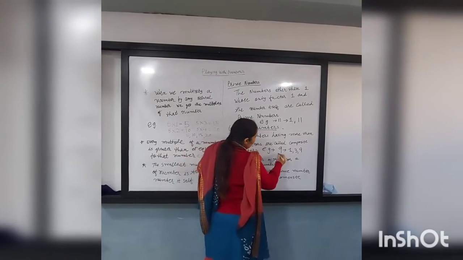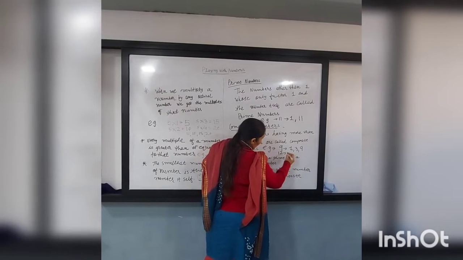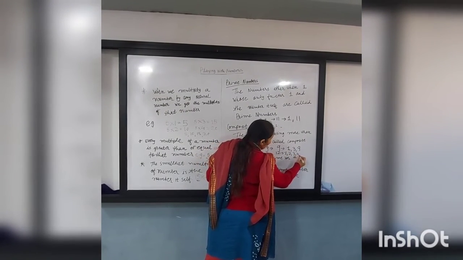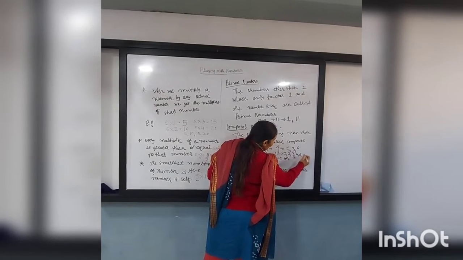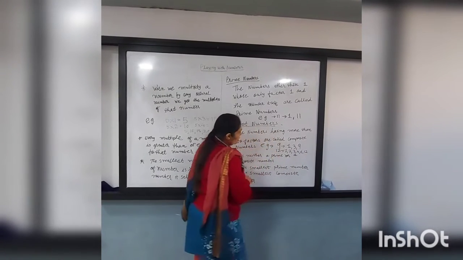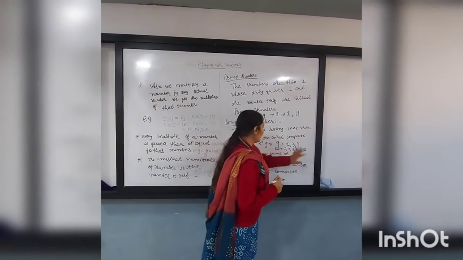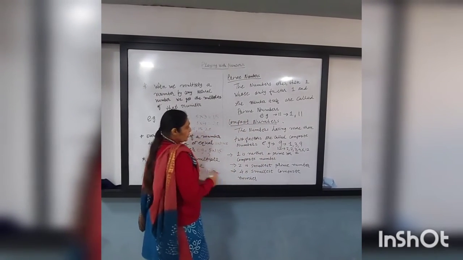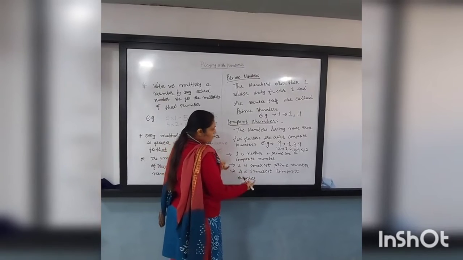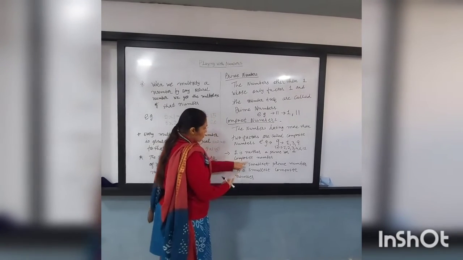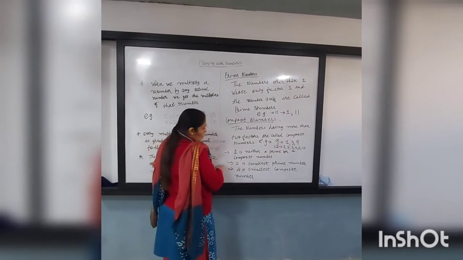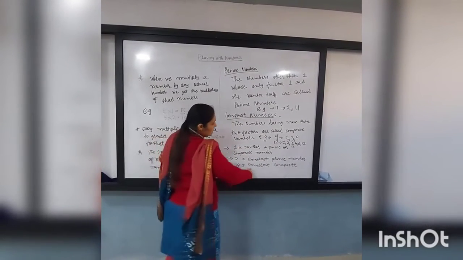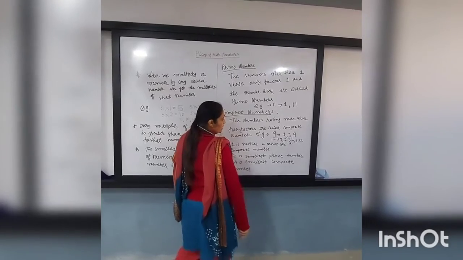Suppose we take 12. 12 has the factors 1, 2, 3, 4, 6 and 12. So this is more than 2 factors, so 12 is also a composite number. 1 is neither prime nor composite. 2 is the smallest prime number and 4 is the smallest composite number.